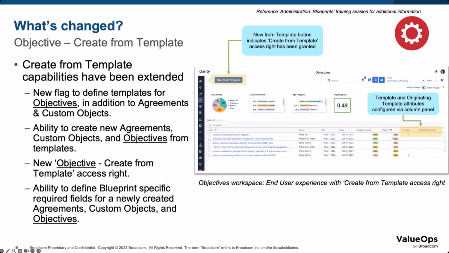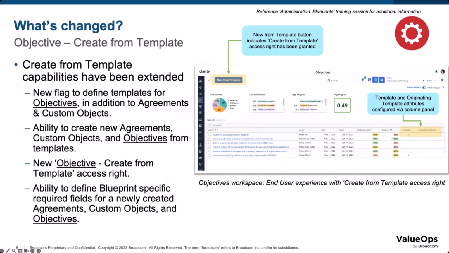The objective create from template requires a new access right which is introduced, in addition to the existing objective create access right. Users with this new access right will see the New from Template button within the objectives grid and board view. This is an example of a user with the Create from Template access right only. In other words, that plus button for the quick add is not enabled. Creating a new objective from template will copy the second level objects such as key results and configured custom sub-objects, and third level sub-objects such as target and actual value from that template.